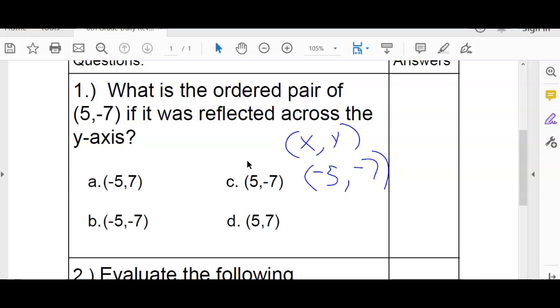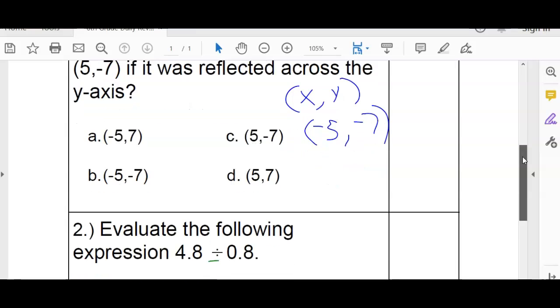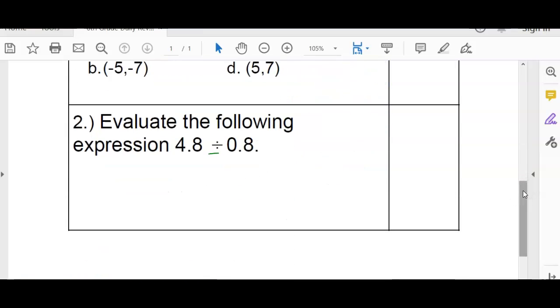Okay. Well, that is one way to help you remember when reflecting across the x, your x will always stay the same. The y becomes its opposite. When you reflect across the y-axis, the y is going to stay the same. All right. I guess I'll just stay a teacher instead of becoming a musician.